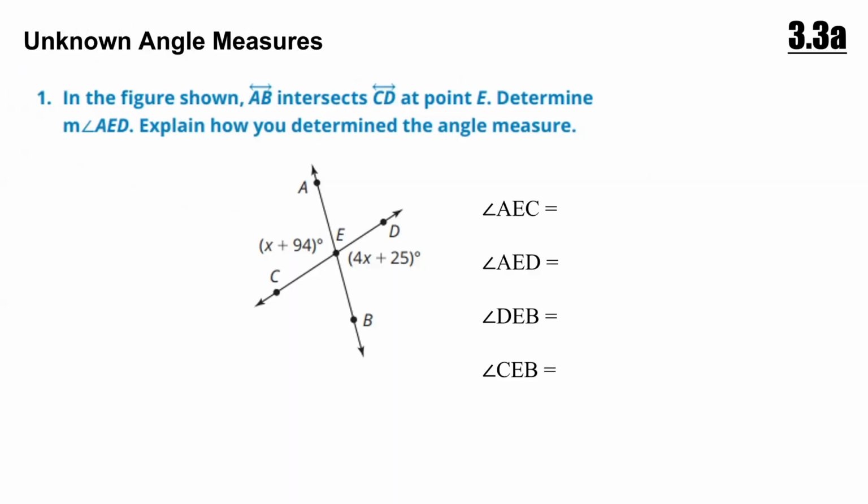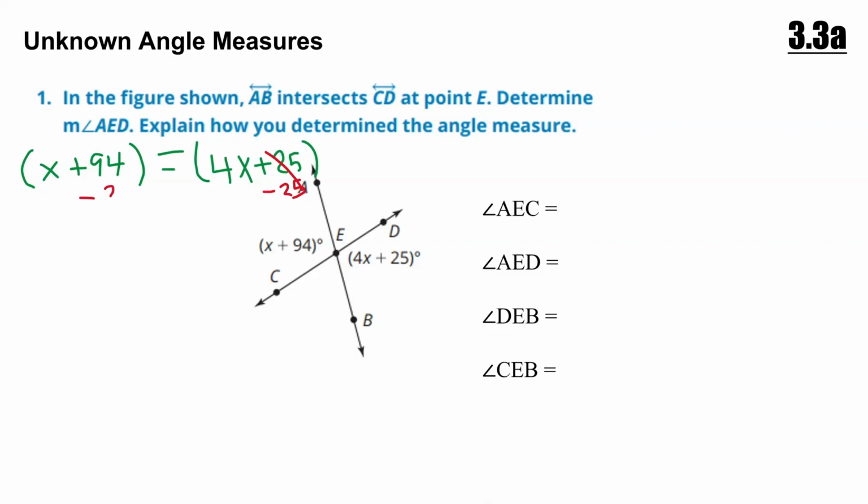This problem asks to find each angle measure. The figure shows a vertical pair of angles. Vertical pairs are equal to each other. Because the angles are equal to each other, an equation can be written to solve for x and then substituted to find the angle measures. The equation will be x plus 94 equals 4x plus 25.